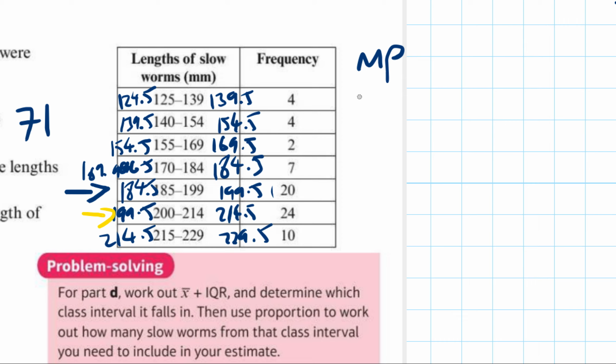I'm going to fill it in just to save some time. So we're going to have 132, the next one is 147, the next one is 162, 177, 192, 207, and 222.